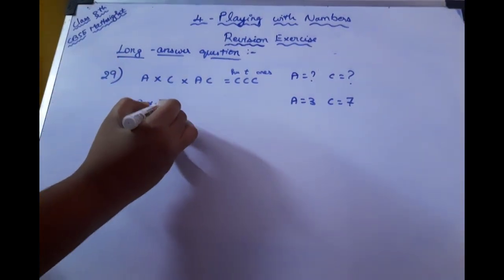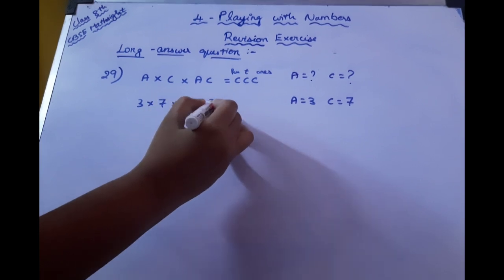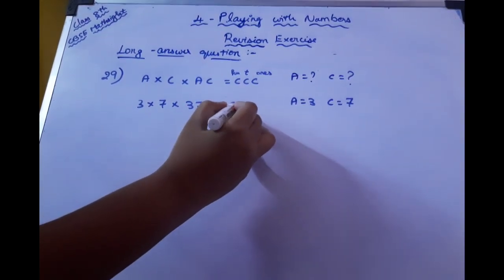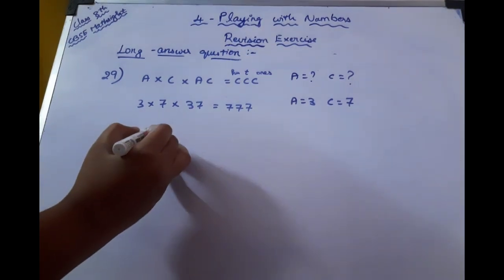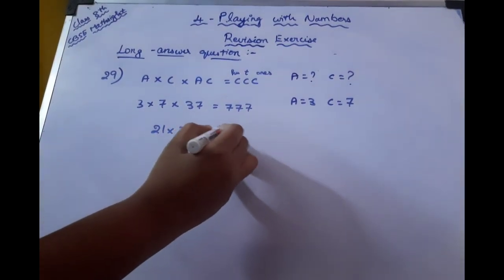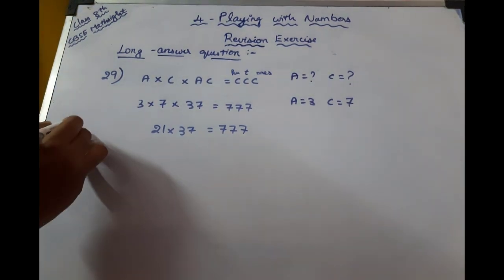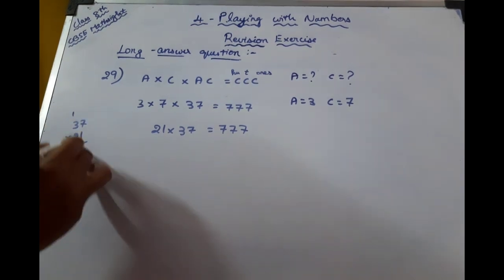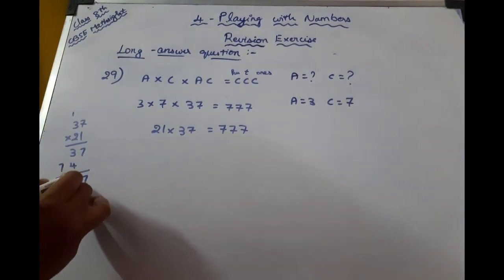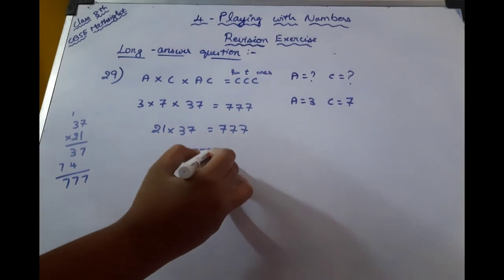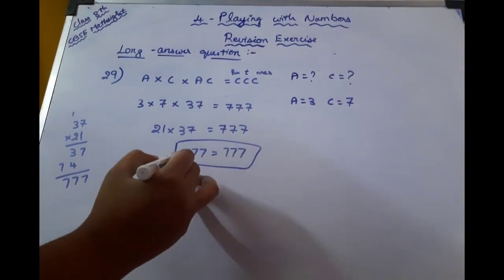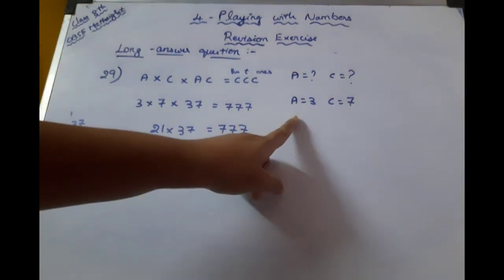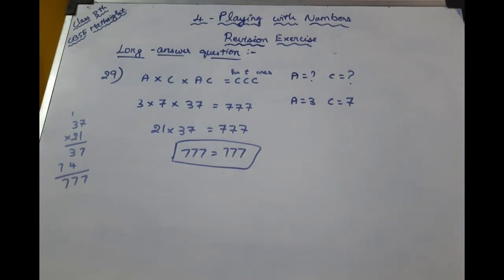So 3 into 7 into 37 is equal to 777. So 7 3s are 21 into 37 is equal to 777. So now we will try to multiply 37 into 21. 7 1s are 7, 3 7s are 21, 7 2s are 14, 3 2s are 6 plus 1, 7. So 777. So when A is equal to 3 and C is equal to 7, we get both the sides equal. Means A equal to 3 and C equal to 7 satisfies the condition.